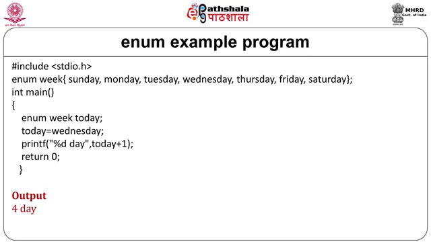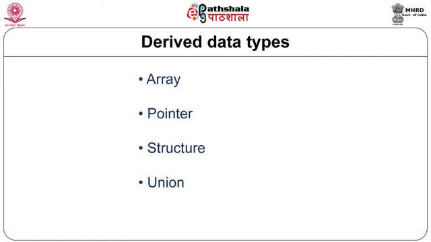Let us see one more example of the enumeration data type. In this program, we have considered a different list of data, enum week. We have considered all days, Sunday to Saturday. We are using enum week today. Today equals Wednesday. Here in this list, Wednesday is at the third position because the list always starts from 0. But in the printf statement, we are using today plus 1, and therefore the result 4 will be displayed on the computer screen.